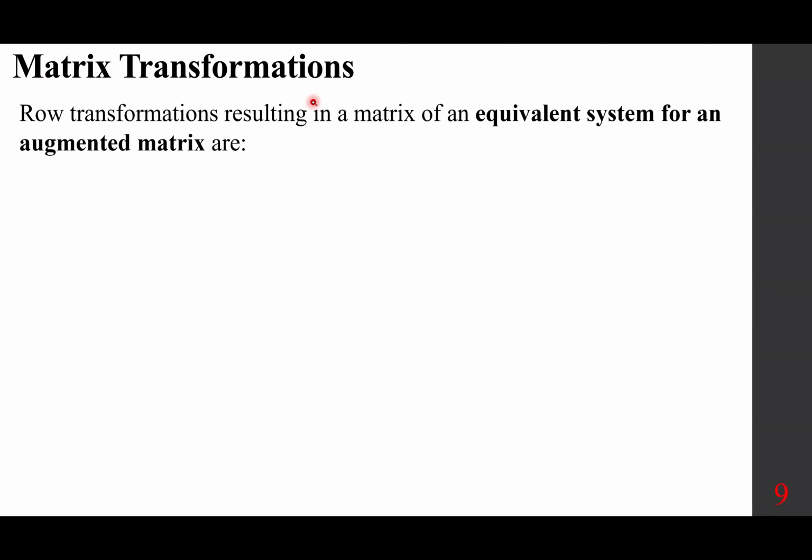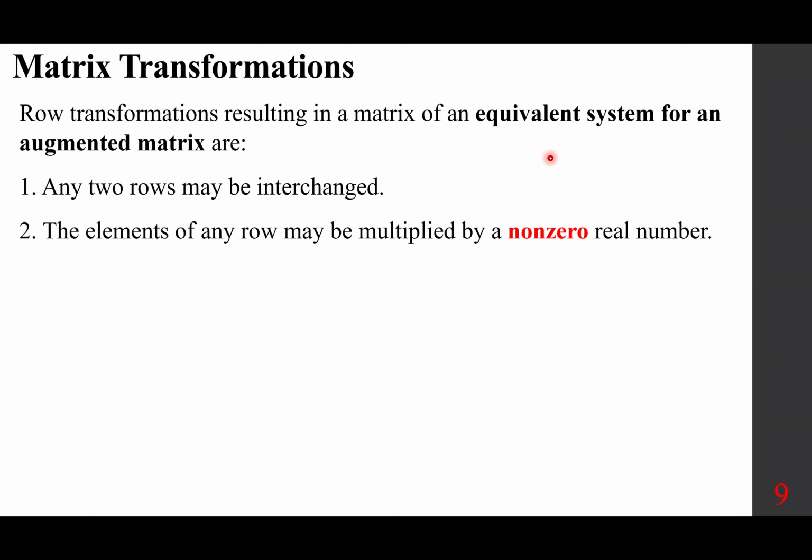Matrix transformation. Row transformations resulting in a matrix of an equivalent system for an augmented matrix are: whatever we do to equations, we can do to rows. Number one, any two rows may be interchanged. We can interchange, let's say, equation 1 and equation 2. The elements of any row may be multiplied by a non-zero real number.